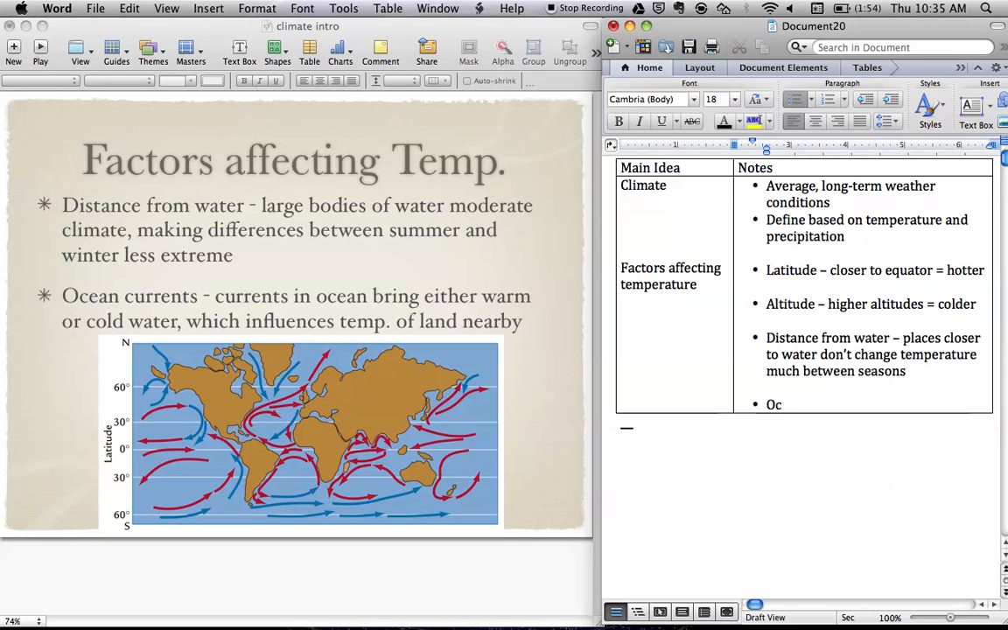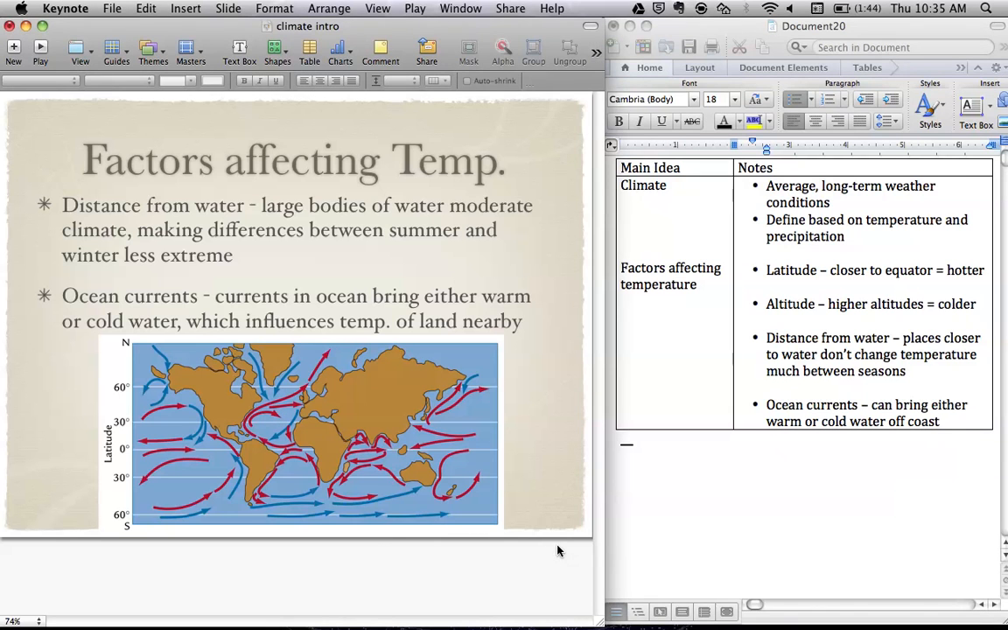And the last thing is ocean currents, and these can bring either warm or cold water off the coast. And depending on the current, if it brings warm water, it'll make the temperature warmer. Cold water will make the temperature colder. So, for example, England, right, is farther north than pretty much all of the United States. It's on the same latitude as Canada, but because this warm ocean current brings all this warm water offshore, their temperatures are not as cold in the winter as temperatures are in Canada. Okay. So that's factors that affect temperature.